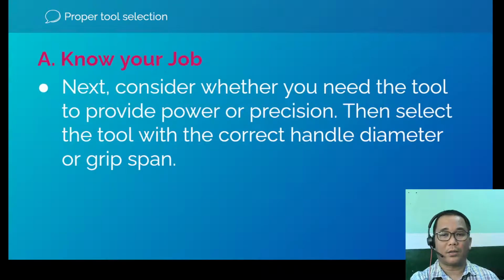We need the tools to provide, we need also to know, okay, to consider the tools to provide power or precision. Okay? Then, select the tool with a correct handle, diameter, or grip span. So, kailangan alam din natin, ano bang kailangan natin? We need a power or precision. Pag sinabing power, kailangan ng lakas doon sa ating gagawin. Or pag sinabi natin precision, exactly kung ano yung gagawin natin. So, more or less pag precision, ito yung mga maliliit na mga bagay na kinakailangan hindi natin pwedeng gamitan ng lakas. Kasi pwedeng madurog o masira yung ginagawa natin.